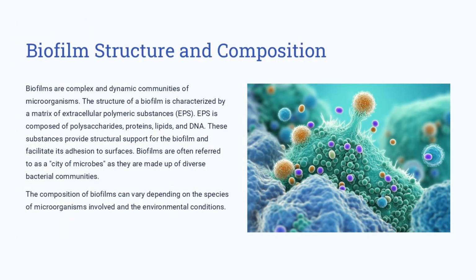Biofilms are complex, dynamic communities of microorganisms that form intricate structures. The key structural component is a matrix of extracellular polymeric substances, EPS. EPS is composed of polysaccharides, proteins, lipids, and DNA, which provide structural support and help the biofilm adhere to surfaces. Biofilms are often described as a city of microbes due to the diverse bacterial communities they contain. The specific composition of a biofilm can vary depending on the microbial species present and the environmental conditions.